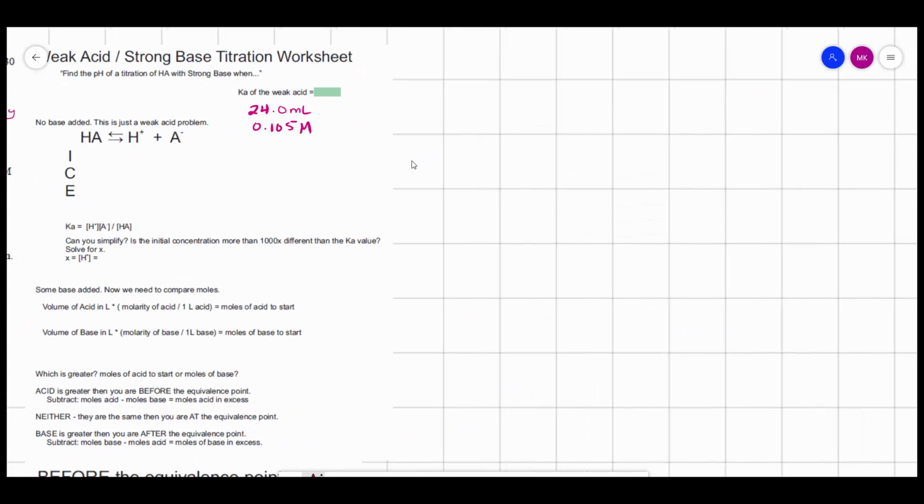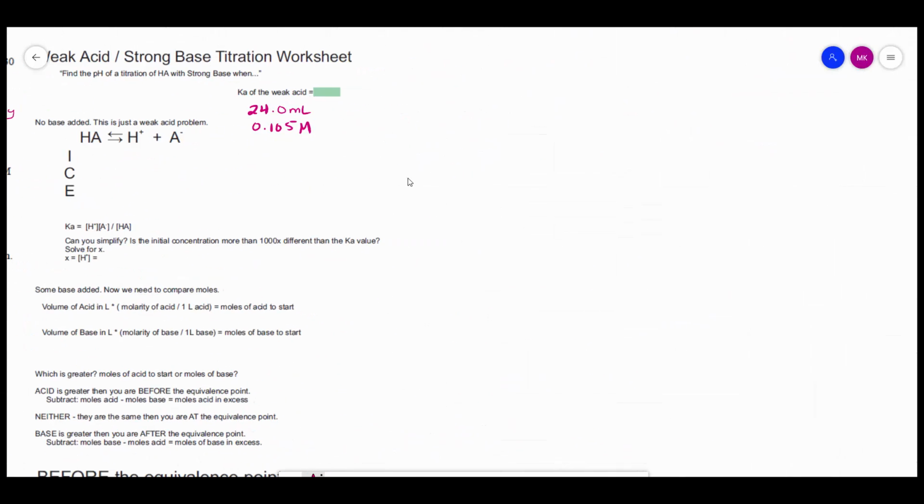So we need the Ka of this weak acid. Well, the Ka is 1.8 times 10 to the negative fifth. We're going to need that a couple of times. So write it down somewhere where you have it. When there's no base added, this is just a weak acid problem. So we just need the initial concentration of the weak acid. We have no acid and no conjugate base, no A minus. So we need to change this.